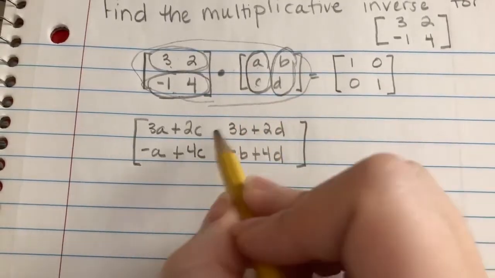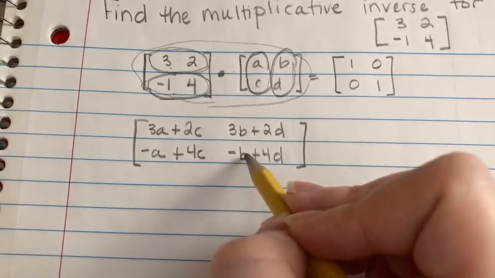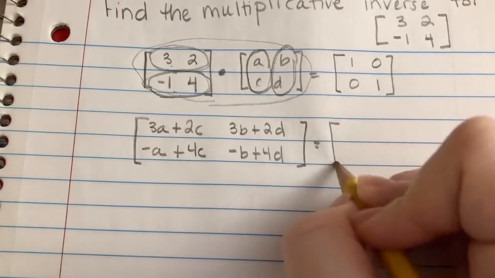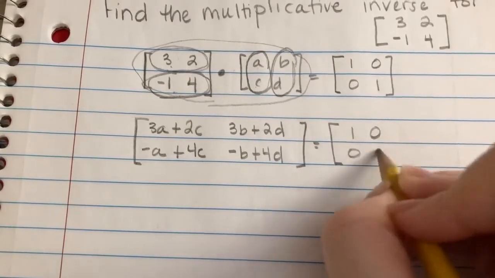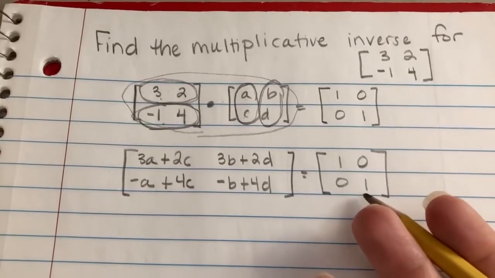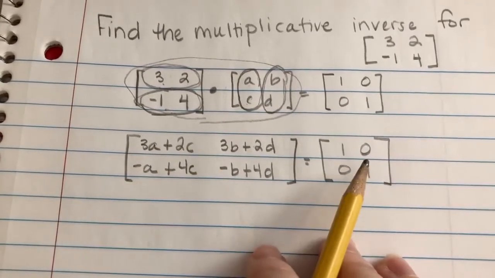So this is going to be the product of these two matrices. So I'm essentially bringing that down, but I multiplied them together. And then, just like a normal equation, I'd bring down the equals and whatever's on the other side. And on the other side happens to be the identity matrix, so I have that there. But now I have a 2 by 2 matrix equal to a 2 by 2 matrix.